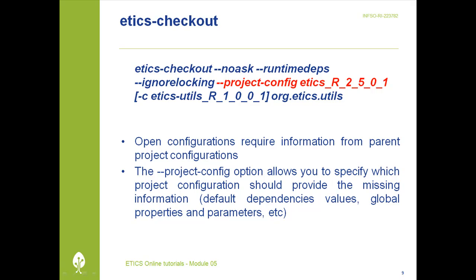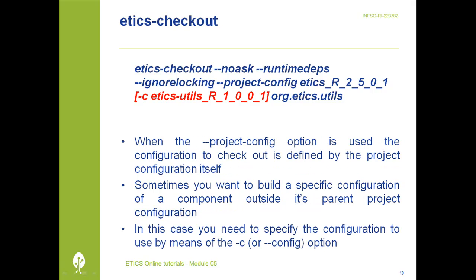This is particularly useful to try the build of a component in different contexts or with completely different sets of dependency versions and property values. When the project config option is used, normally the configuration for checkout is defined by the project configuration itself and it is not necessary to explicitly specify it. In this example, the configuration of org.etics.utils to be checked out is chosen by looking at what configuration is specified by the project configuration ETICS R2501.